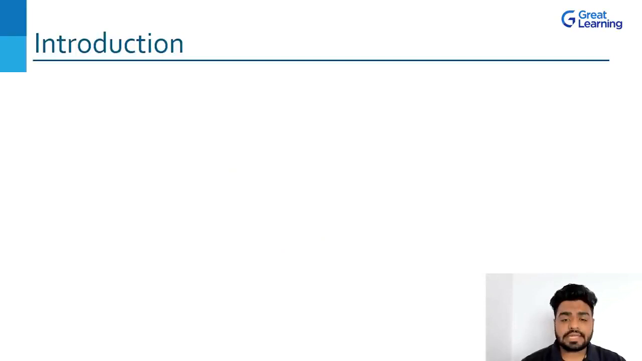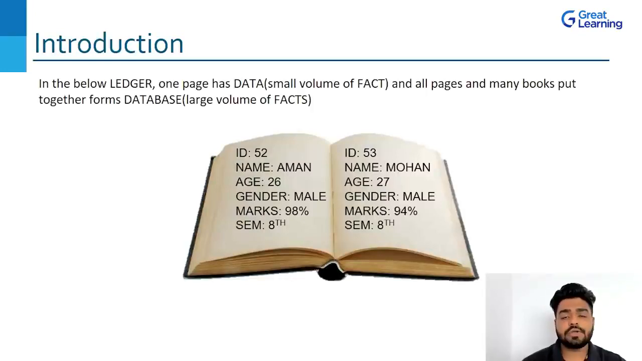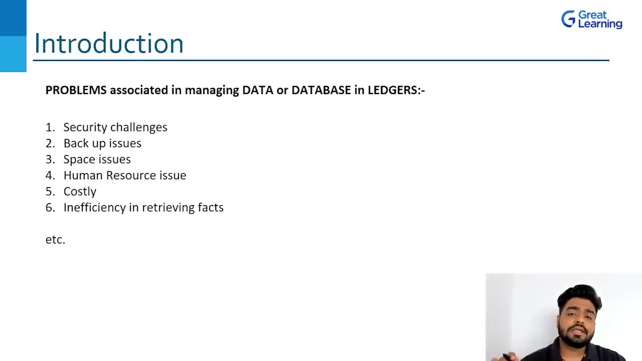But now let's say that I have a ledger and I am storing the data of some students in my ledger. In the ledger below, one single page has the data. But if you talk about the book, the whole book is nothing but the database. All pages and many books put together form a database, which is a large volume of facts and figures. Now, is this a great idea to save our database? Let's see. The problems associated with managing data or a database are as follows.